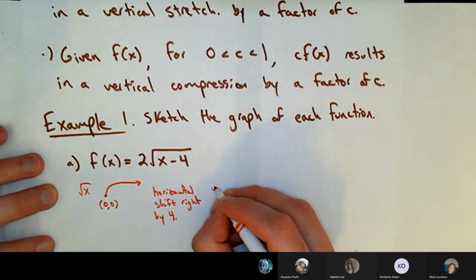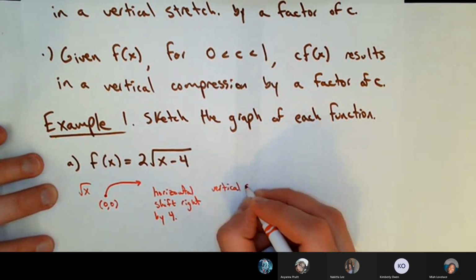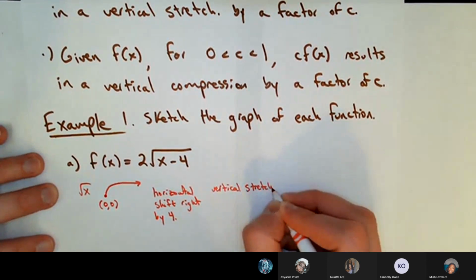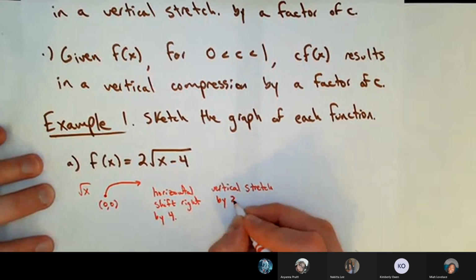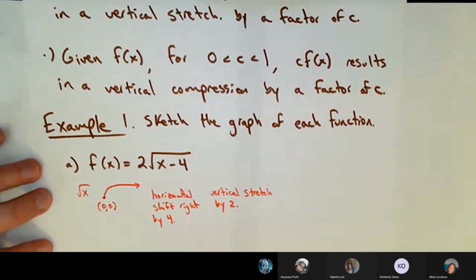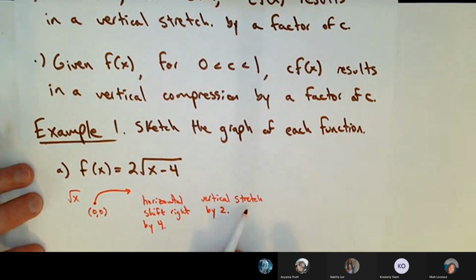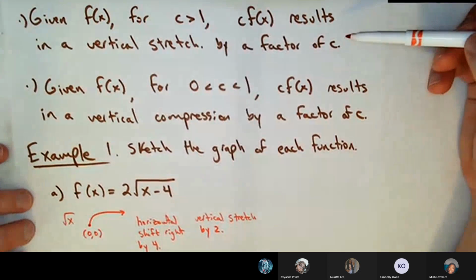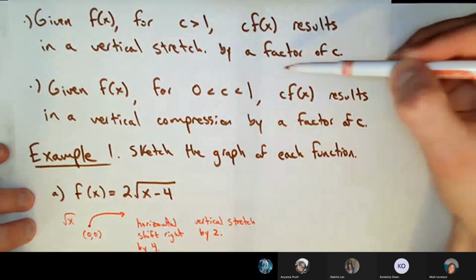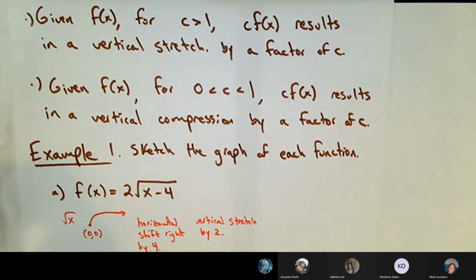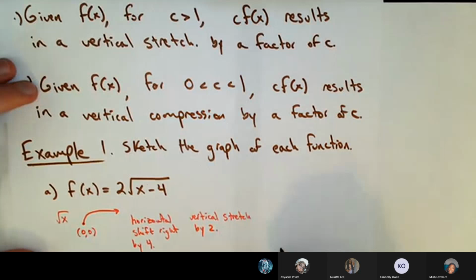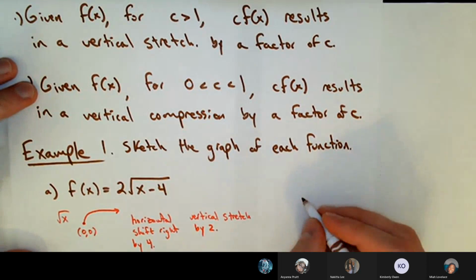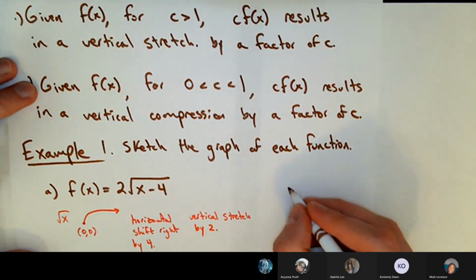And we also have a vertical stretch by 2. And that's because of that times 2 on the outside of the function. I know it's a vertical stretch because that's what this rule up here tells me. All right, and now I need to be able to take all this information together and draw the function.